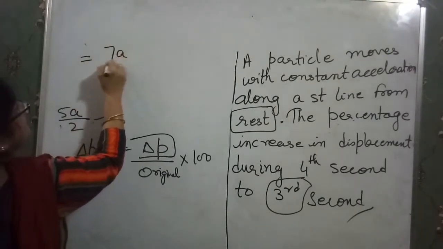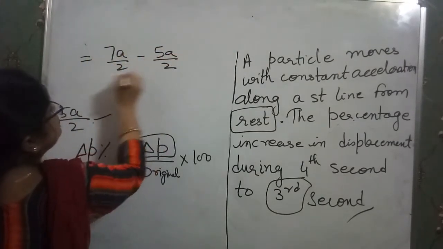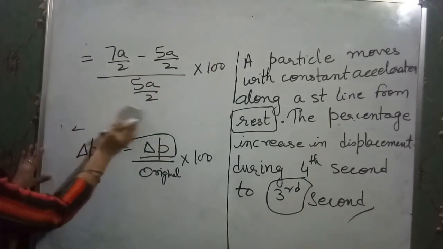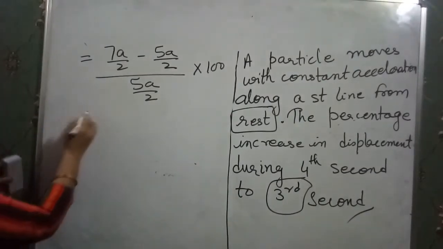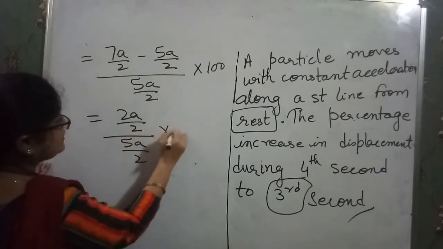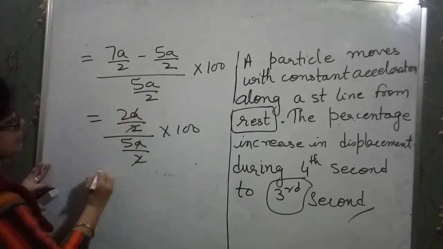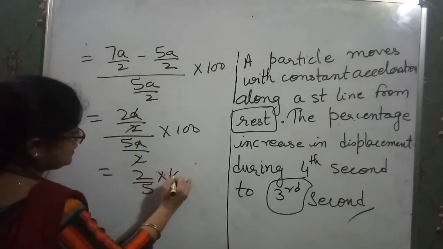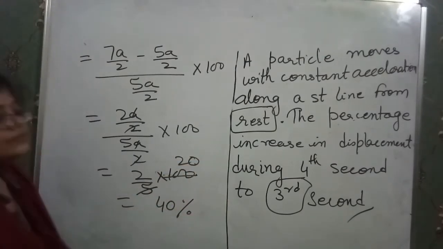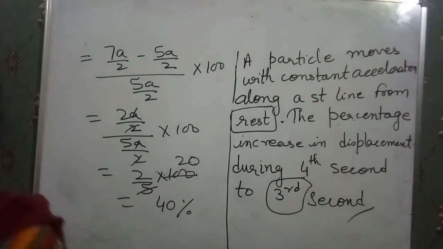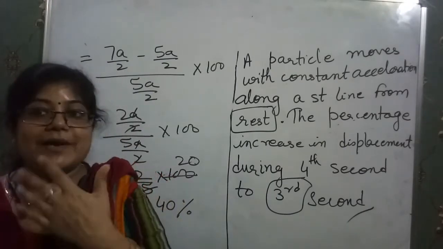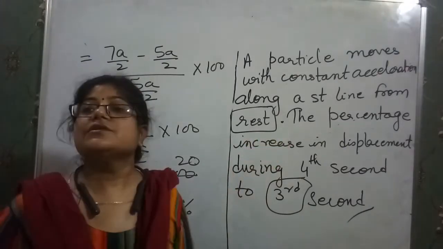We have (7a/2 minus 5a/2) over 5a/2 into 100. Clear? So we have 2a/2 over 5a/2 into 100. It gets cancelled, we have 2 over 5 into 100, and we have 20, and this is 40%. So from this question, you learn how to find the distance covered in the nth second, and also the mathematical concept of how to find the percentage increase.